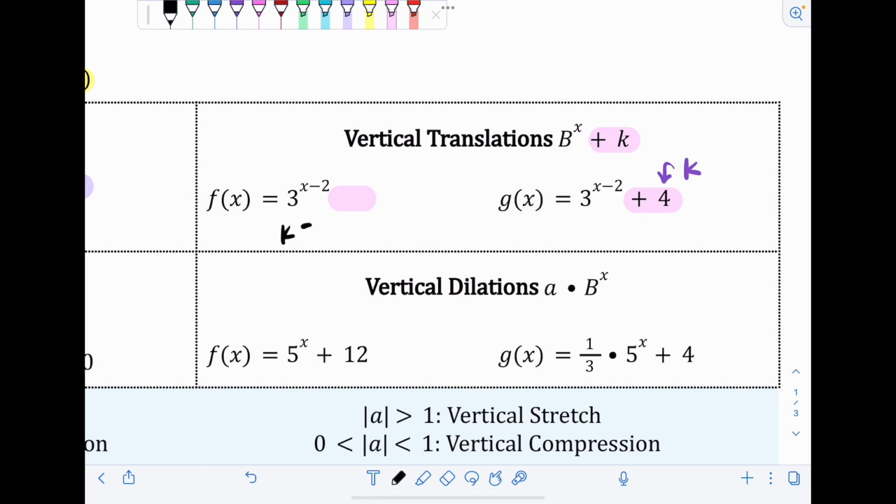And again, we don't have to switch it. So since there's just a plus 4 there, k is just regular old 4. Anytime you see a constant tacked onto the end like that, or added to something that was already there, that's going to be our k value. Since it's positive 4, we would say translate up 4.